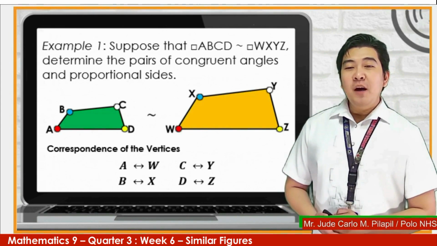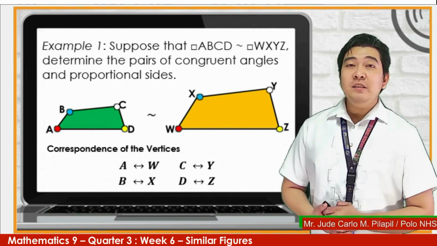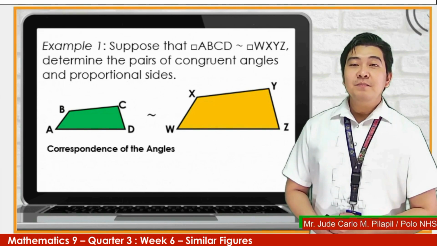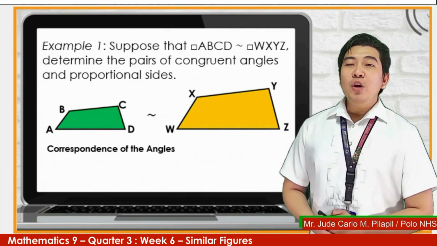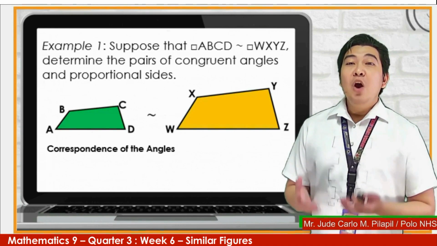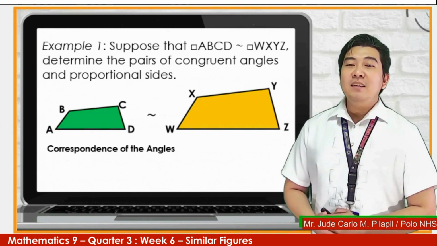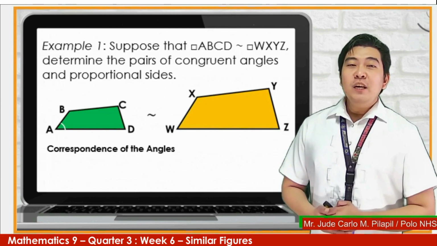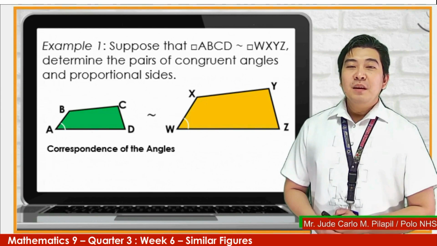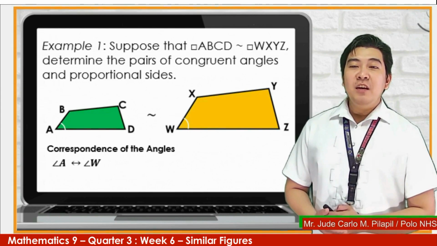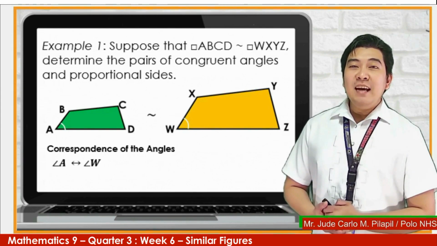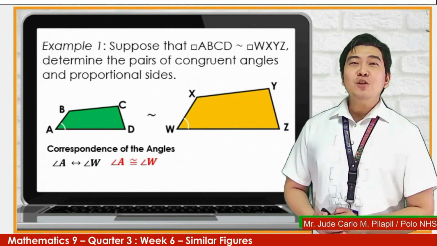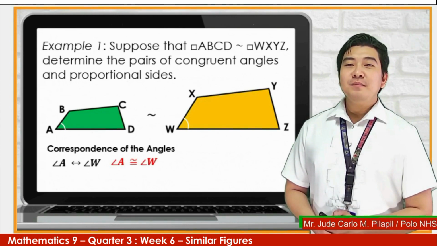After knowing the correspondence or the proper pairing of the vertices, correspondence or pairing of angles and sides can be made. We should take note that the order of the vertices is important when naming corresponding sides and angles. Angle A of quadrilateral ABCD corresponds to angle W. Based on the definition of similar figures, their corresponding angles must be congruent. So therefore, we can say that angle A is congruent to angle W.